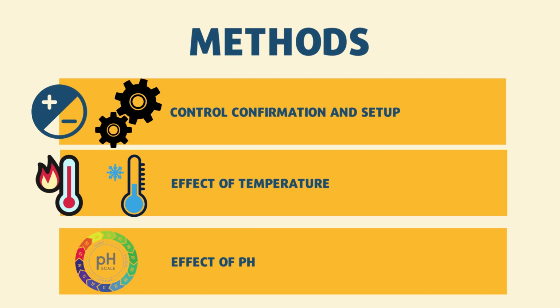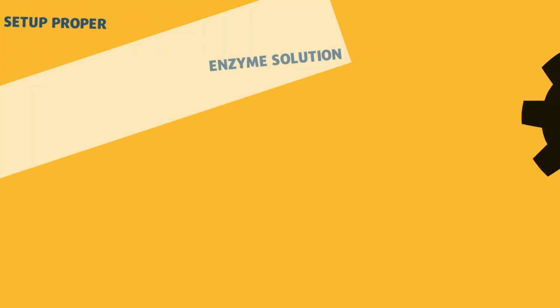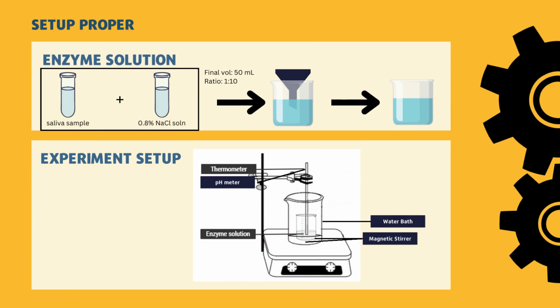In order to determine the change in structural stability, we will monitor its biological activity through starch hydrolysis using iodine potassium iodide solution as indicator. We must set up the solution and the experiment apparatus. We start by preparing a human saliva solution at a ratio of 1 to 10 at a final volume of 50 milliliters using 0.8% NaCl solution. We filter the solution to remove the particles.